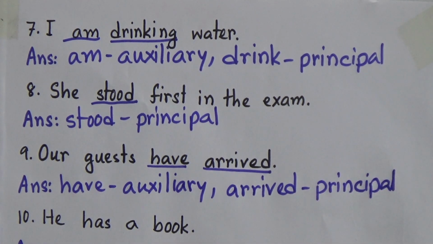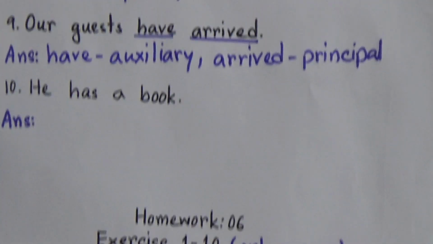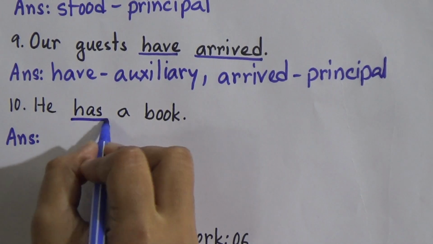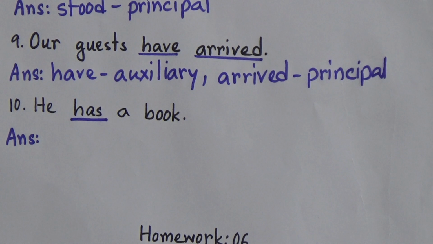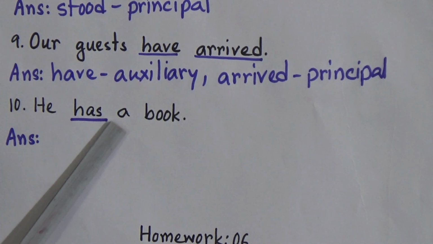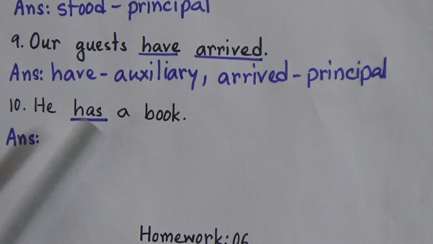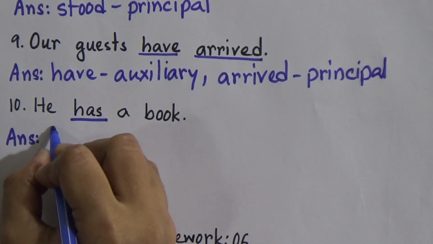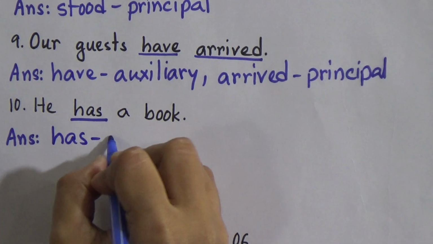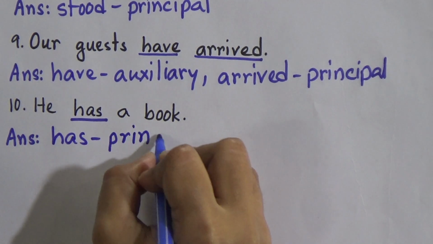Now number 10. He has a book. Now look at the verb has. There is only one verb in this sentence. Has is called an auxiliary verb or helping verb. But now look at this sentence. There's no other verb except has. That means there's no other principal verb except has. So now has will be principal verb in this sentence.